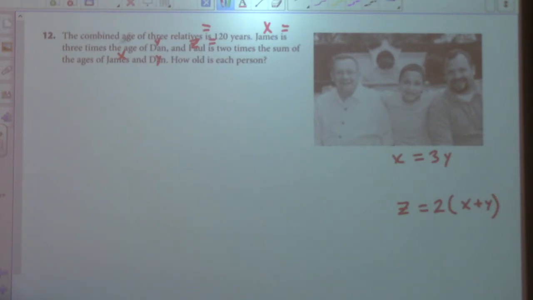I'll give you a hint. It has to do with this first sentence here. And it's going to be equal to 120. X plus y plus z is 120. Okay, that is our system of equations. Is that very hard? That shouldn't be hard, right? Well, it's our system of equations. We can solve that from here.